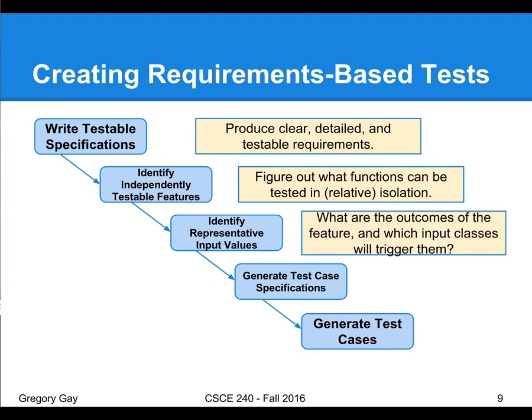For each of those features, we need to know the possible outcomes, right? What's the good, happy path? What are the alternative or exception scenarios that can occur? And what kind of input will trigger each of these?